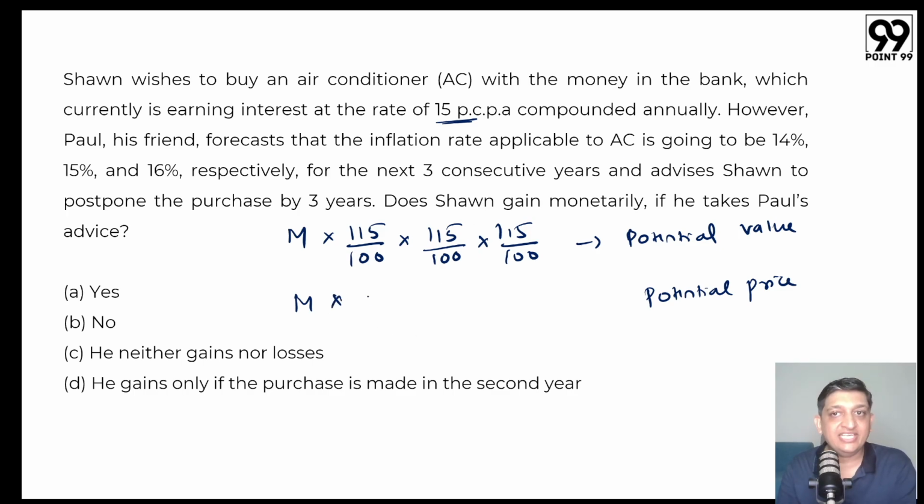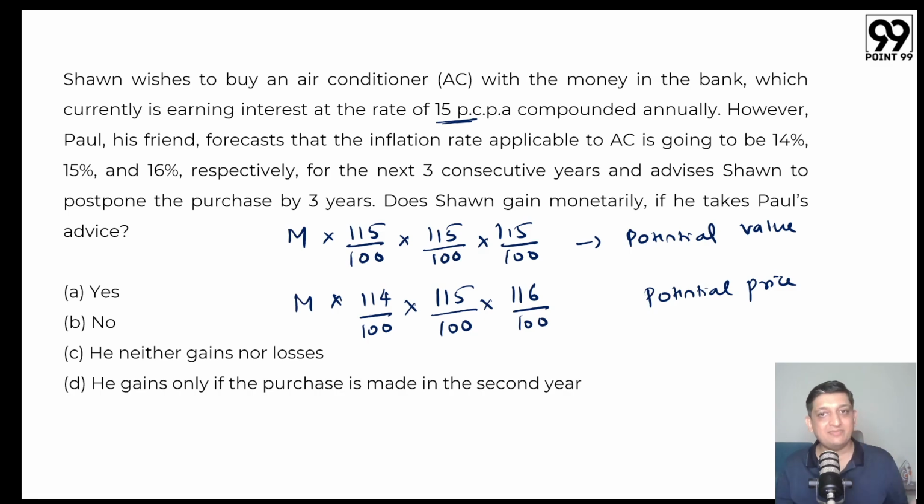The price of the AC is going to increase by 14%, which means 114 by 100 will become my multiplying factor. The next year is going to increase by 15%, 115 by 100 becomes my multiplying factor, and the year after that it is going to increase by 16%, which becomes 116 by 100. Now we have to understand one small thing. See, this part is common to both these particular calculations. M is of course common.